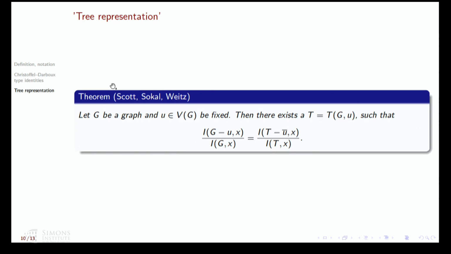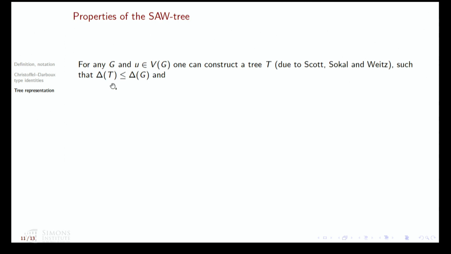So basically, we have to look at the path tree, the self-avoiding walk tree of the graphs, due to Scott, Sokal, and Weitz. And this will solve the problem because we know this identity and we really like it. But the question here is: can we give more insight into this identity? Okay, so the independence polynomial of the self-avoiding walk tree. And it turns out that it has some nice properties. First of all, its maximum degree is at most the maximum degree of the original graph.